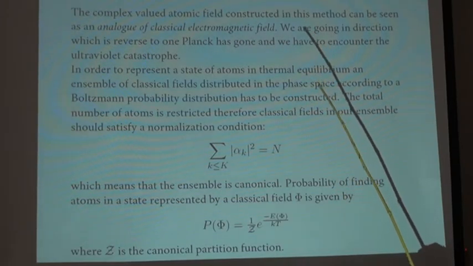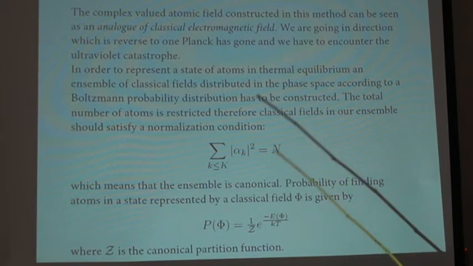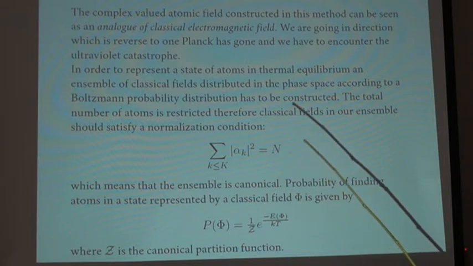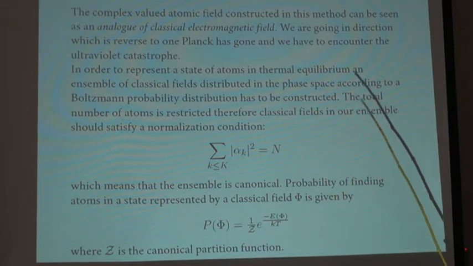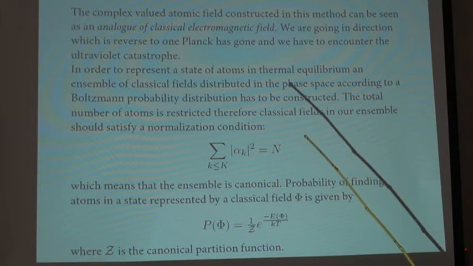And then, because we are going in the direction reversed to Max Planck's direction, we have to encounter the catastrophe in the ultraviolet. And to avoid this catastrophe, we have to introduce a cutoff.